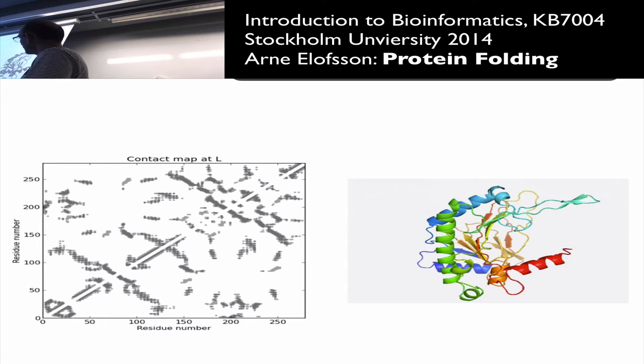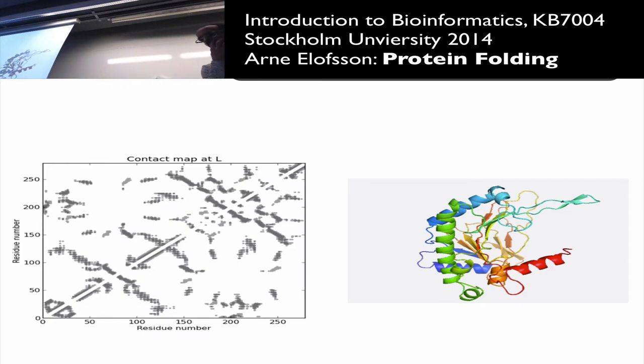If you have this contact map, it's actually not that hard to make the structure. If you have a perfect contact map, it's almost trivial, but you don't. This is what you have for NMR structures, where you have contacts between atoms, but more or less the same thing. So the question is, can we predict the contact map? Can we identify the residues that interact with each other?